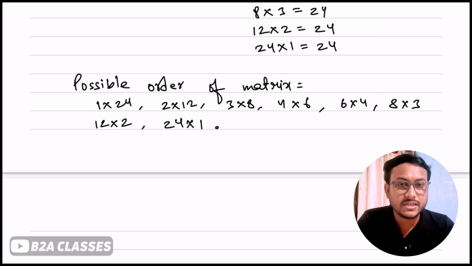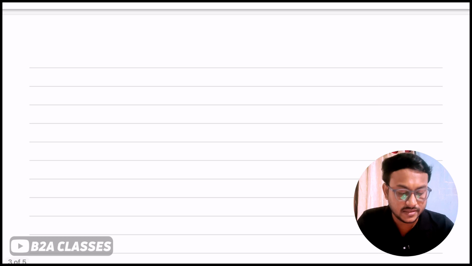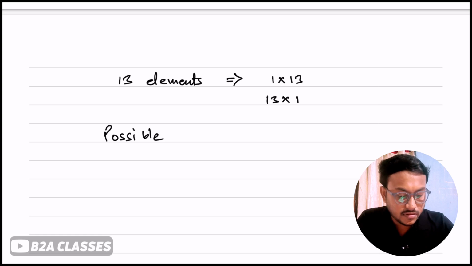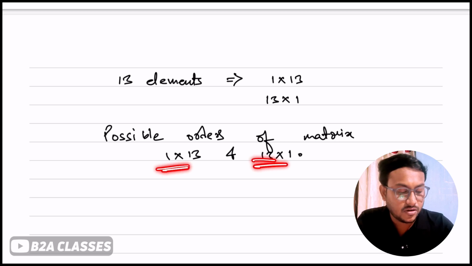So the question further asks, if there are 13 elements in the matrix, what will the possible orders be? So if there are 13 elements, then there are only two possibilities. 1 into 13 will be 13 and 13 into 1 will be 13. That means the possible orders of the matrix will be 1 by 13 and 13 by 1. Okay, so these are the possible orders of the matrix.